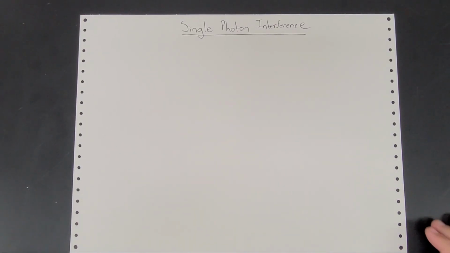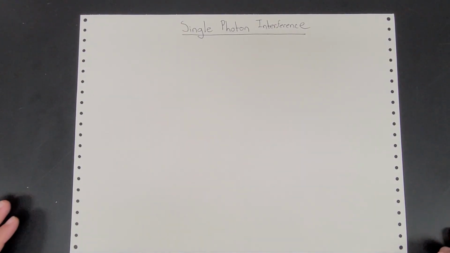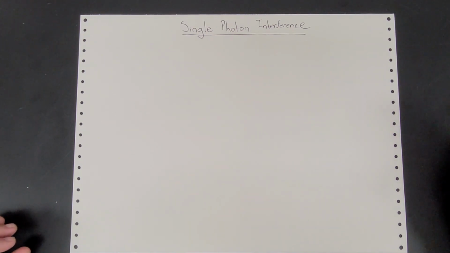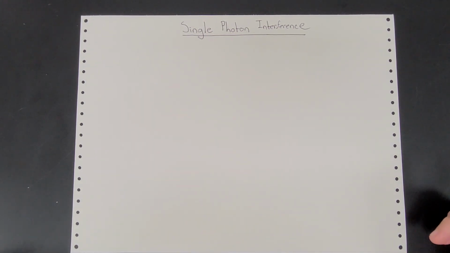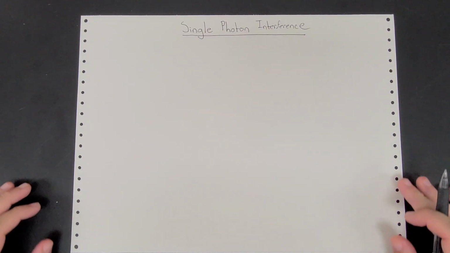And welcome to your lab over single photon interference. And what we're doing in this lab is basically demonstrating the Young experiment. And what this experiment showed is whenever you send particles, in this case photons, through a double slit, we get an interference pattern contrary to what we might expect.